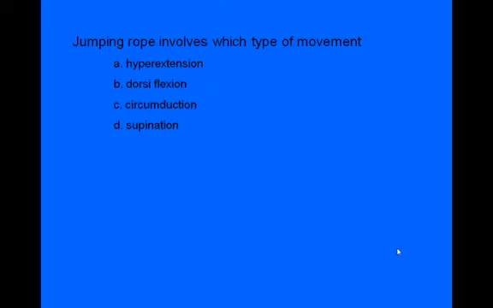Jumping rope involves which type of movement? A, hyperextension, B, dorsiflexion, C, circumduction, or D, supination. And the answer is C, circumduction.